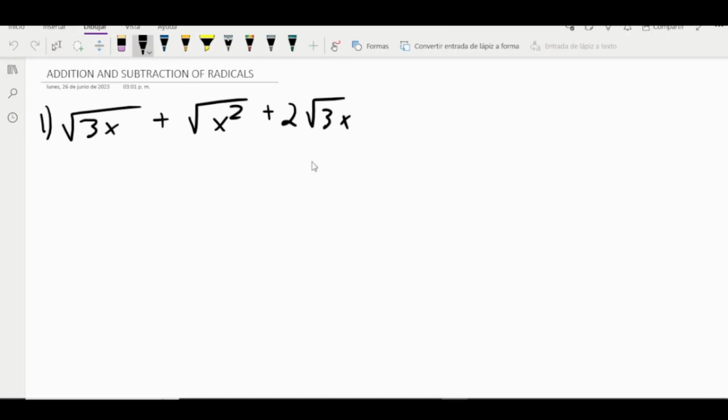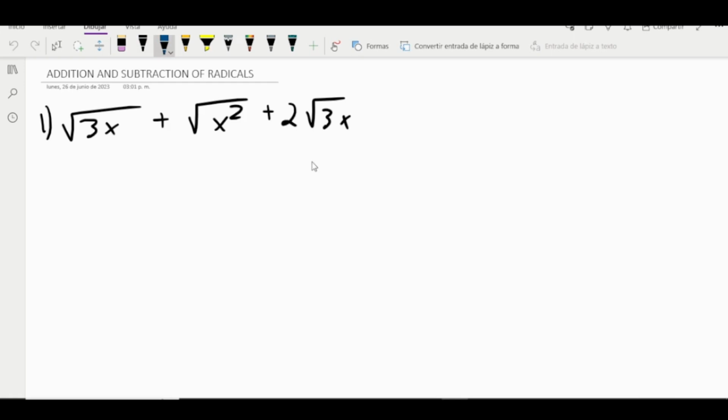Hello, good day. For today I want to show you how to make additions and subtractions of radicals, because it's common to have some doubts or questions about this topic.